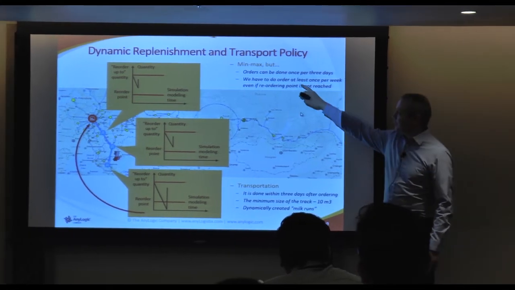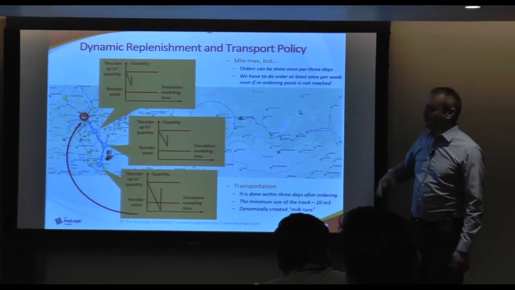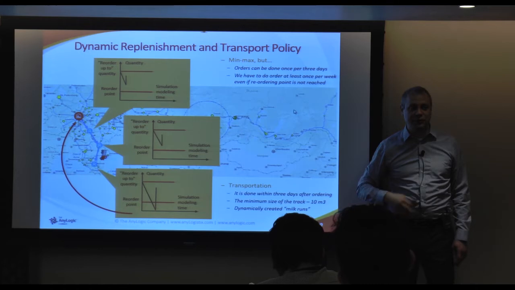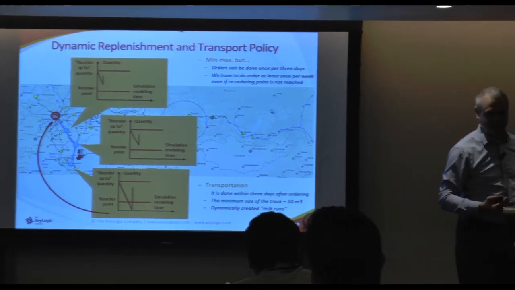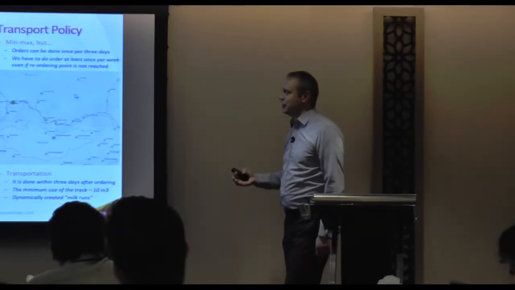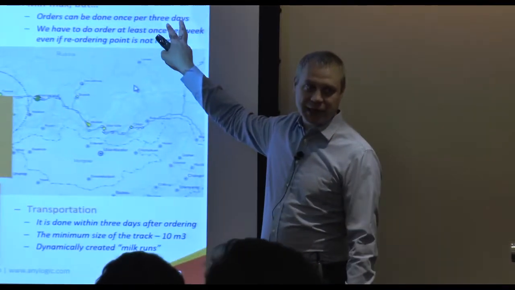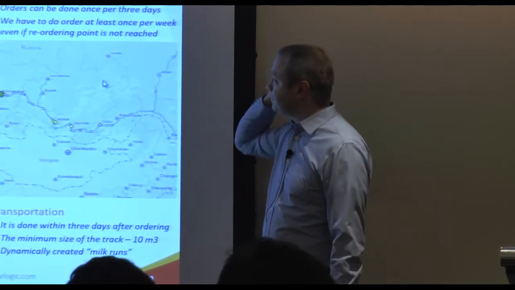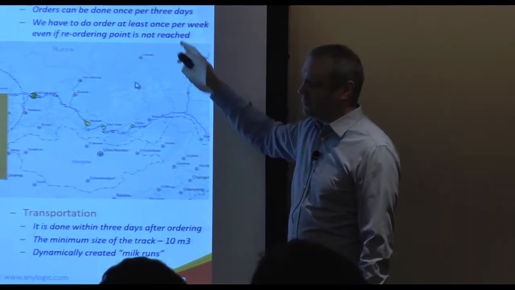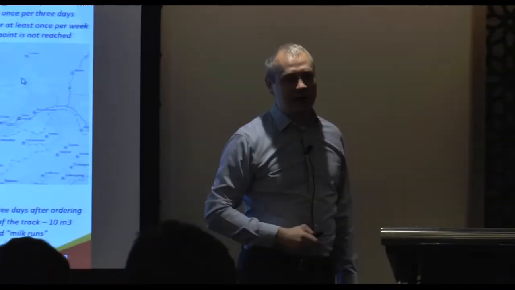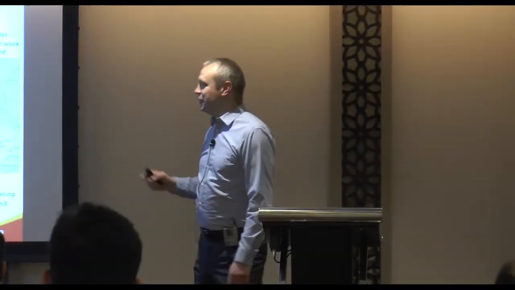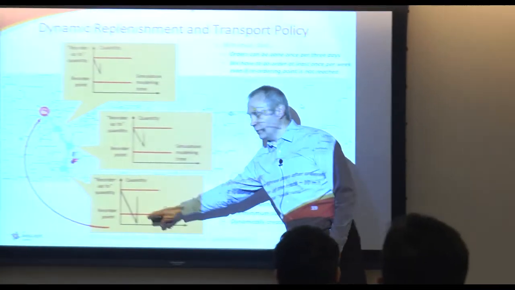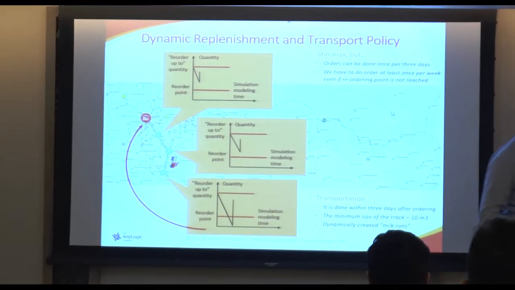So for example, the orders can be done once per 3 days, so you cannot do this more often. You cannot order the products every day. You always have this time frame. And at the same time, you have to order at least once per week. So even if you do not drop below that level, you have to order once per week.